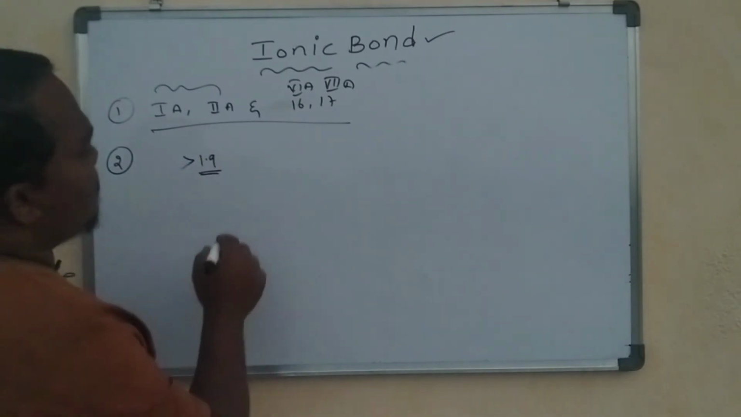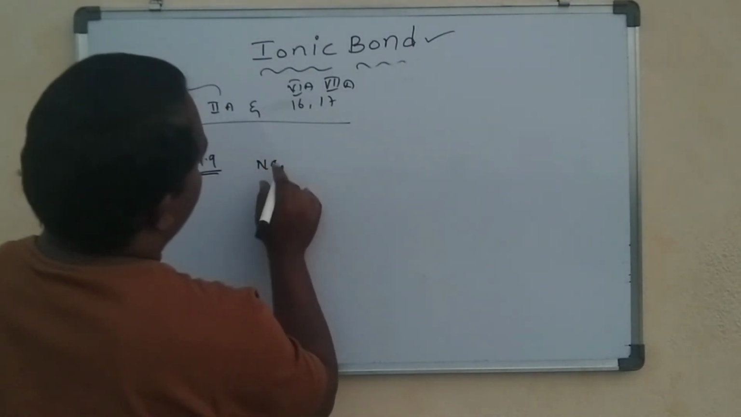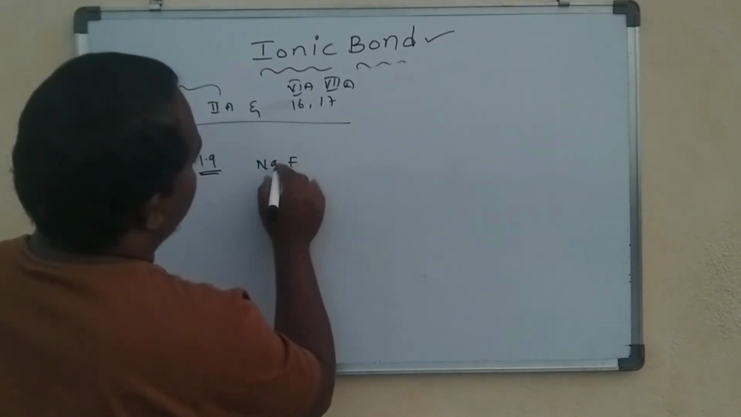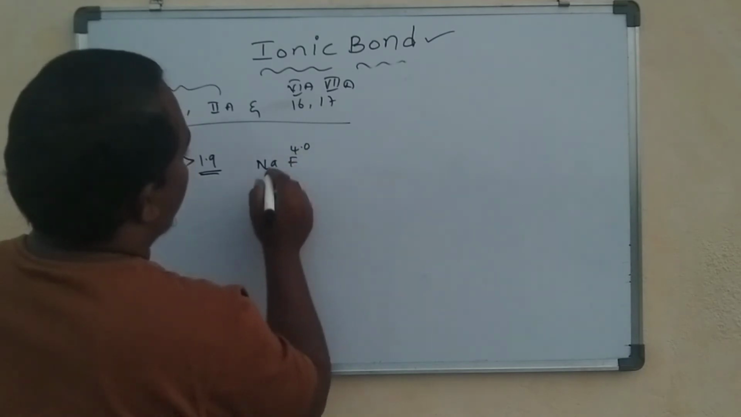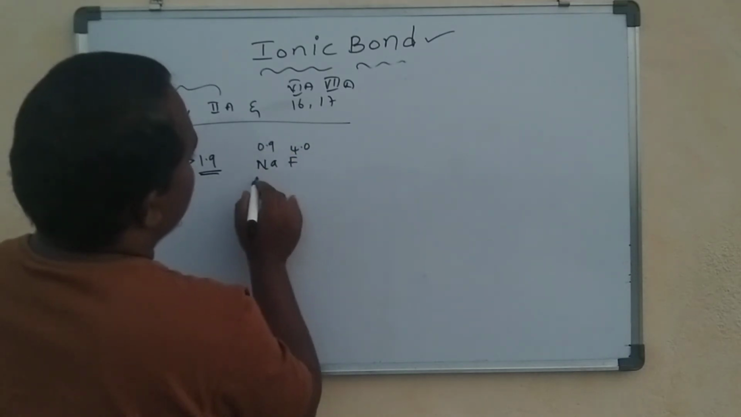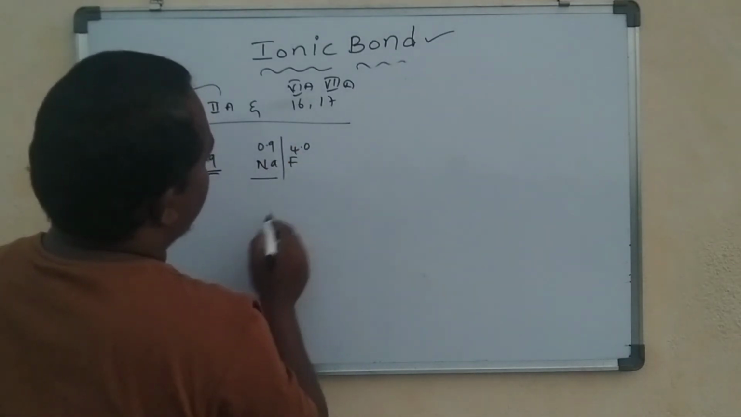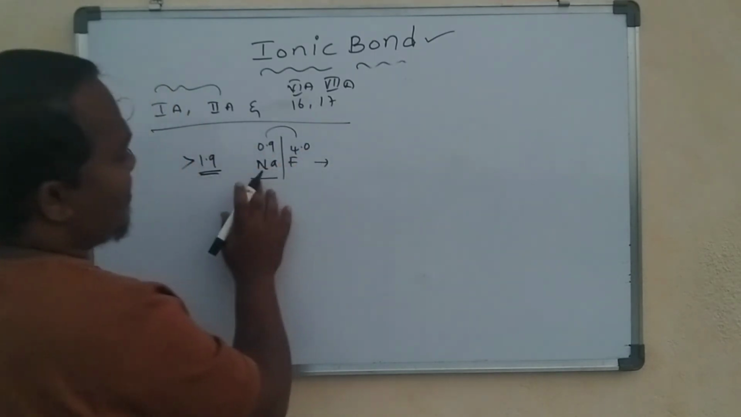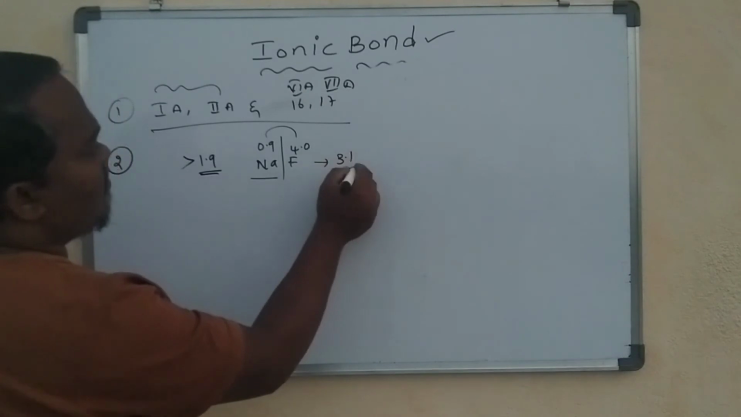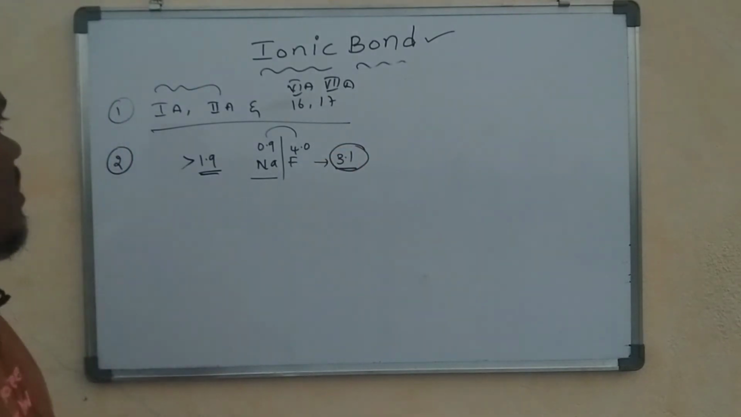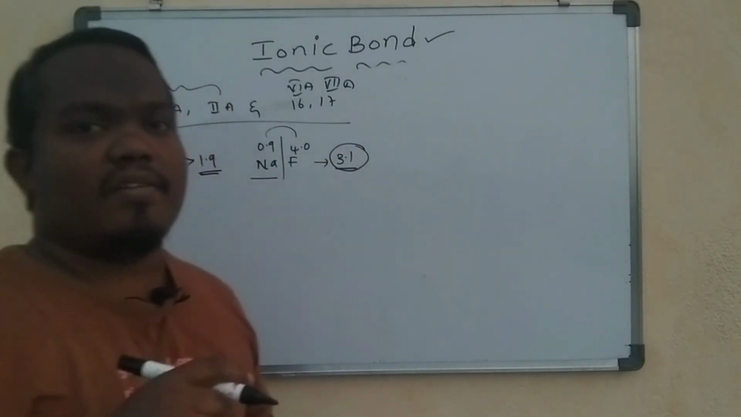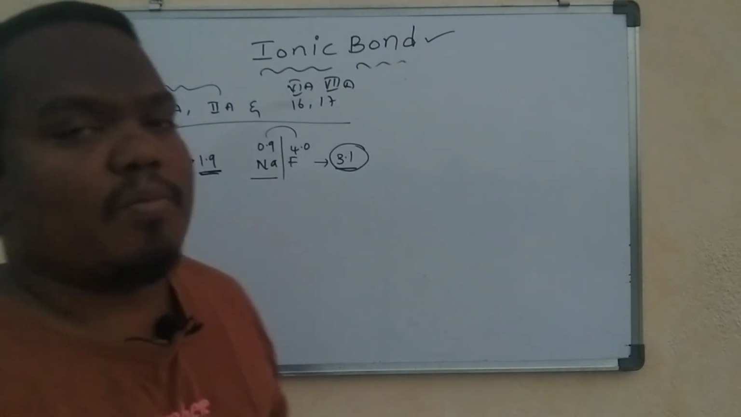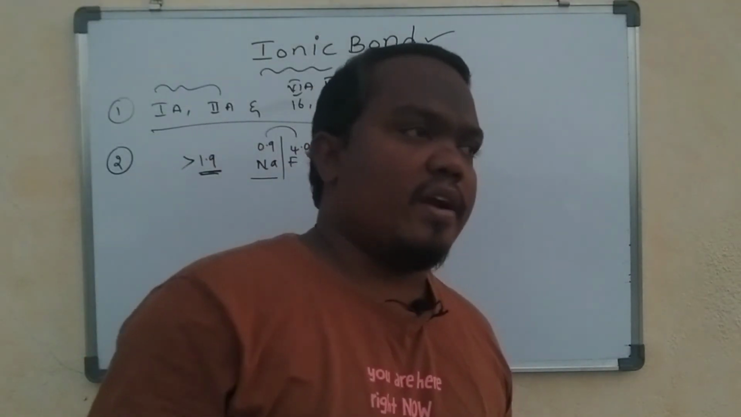So when we observe sodium and fluorine, fluorine has 4.0 and sodium has 0.9. When we observe the electronegativity difference between sodium and fluorine, it is 3.1. So the electronegativity difference is greater than 1.9. Then only are we able to form an ionic bond.